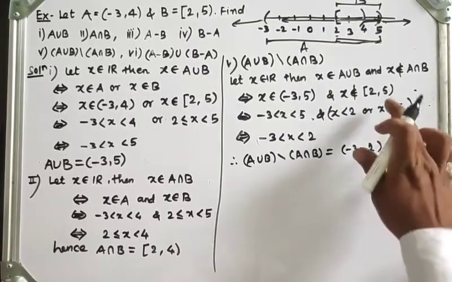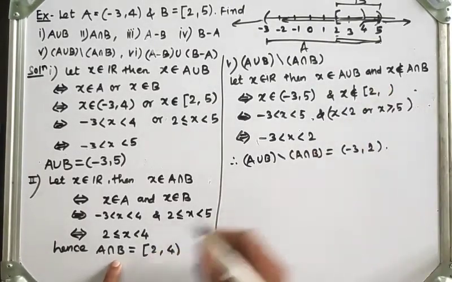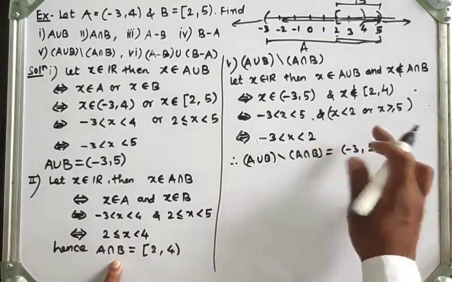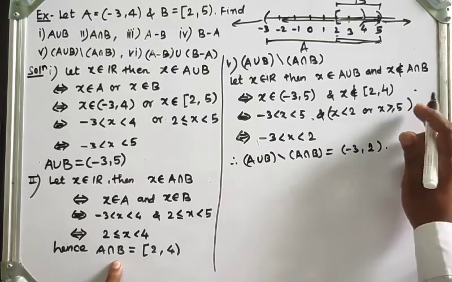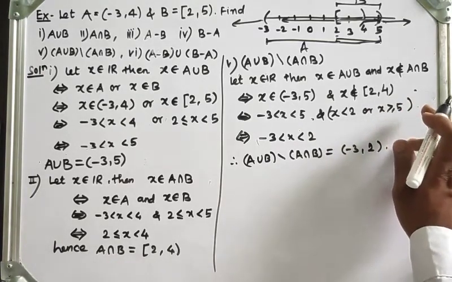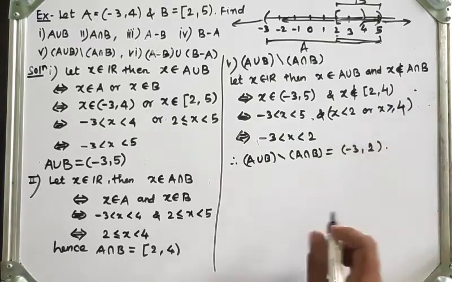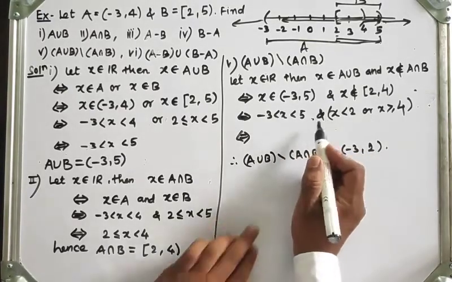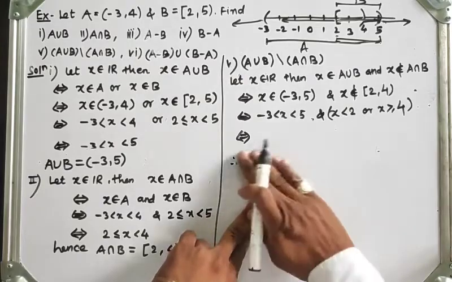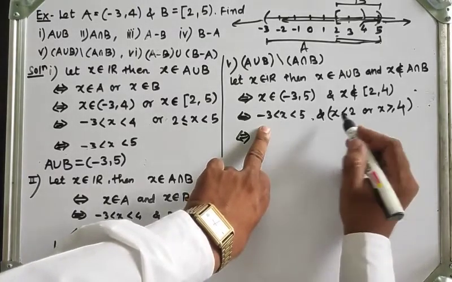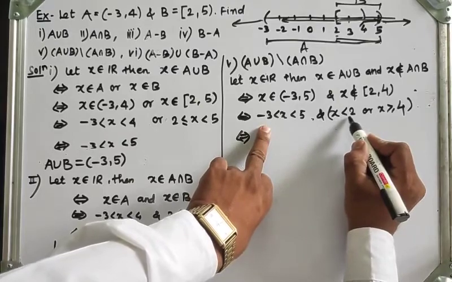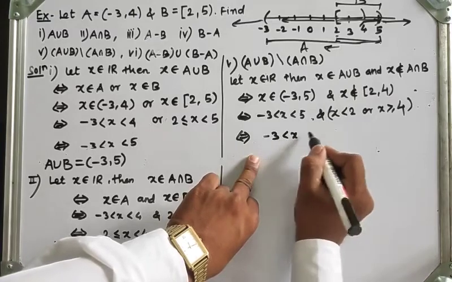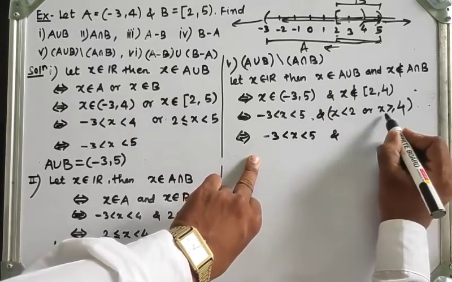Sorry, in this example A intersection B should be 4. So A does not belong to 2 to 4, means what? X less than 2 or X greater than or equal to 4. Therefore the points should be: minus 3 less than X less than 5, and what is there here? X strictly less than 2, so minus 3 less than X less than 5, and here X greater than or equal to 4.